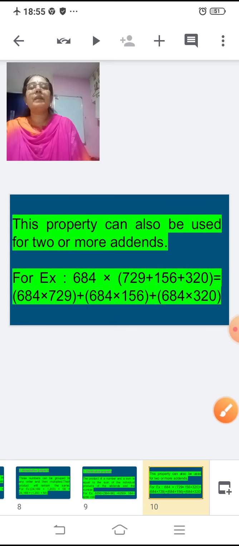Either you first multiply this number by all the three numbers and then add it, or you first add all the numbers in the bracket and then multiply. Your answer will remain the same. That is called distributive property.